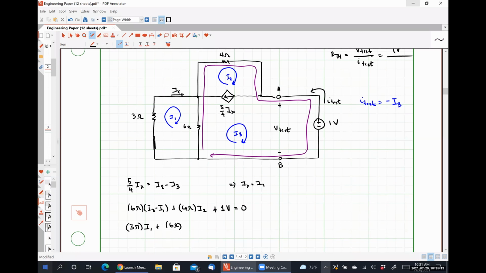So getting back to my KVL around mesh 1 equation, I have 3 ohms times I1 plus 6 ohms times (I1 minus I3). Set that equal to 0, and I now have 3 equations with 3 unknowns. So I will solve for I1, I2, and I3 again.